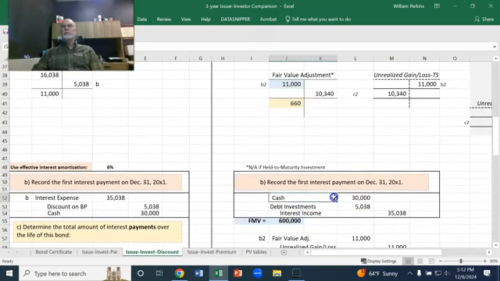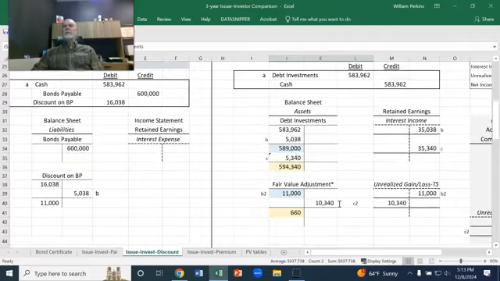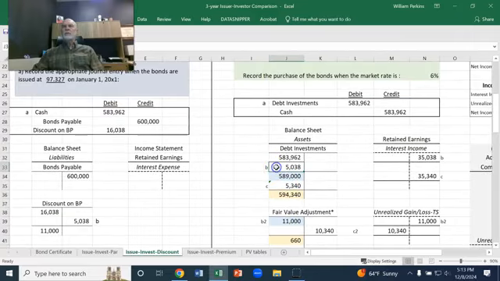At the end of the first year, we would debit cash for $30,000. That's from the contract. We would credit the interest income based on the carrying value at the beginning of that first year times the market rate of interest, and the difference between the two is the amount of the discount that we would amortize. Notice that when we amortize a discount, what we're doing is we're gradually increasing the carrying value of that investment, and over time it'll finally get up to the $600,000, which is the maturity value.